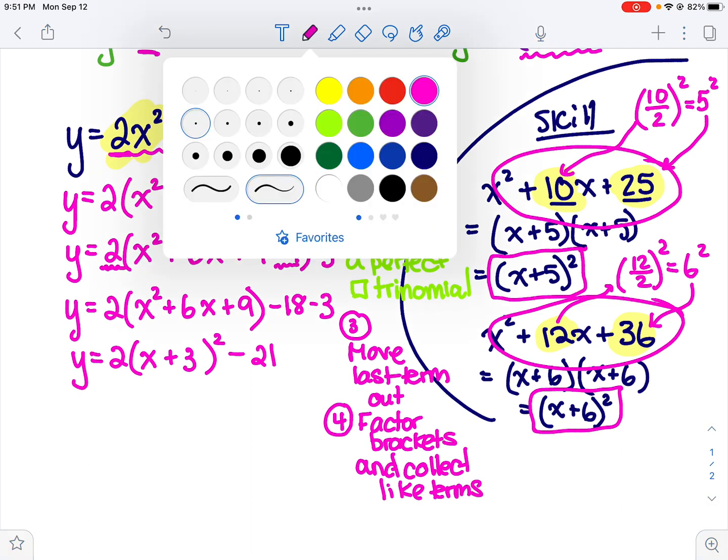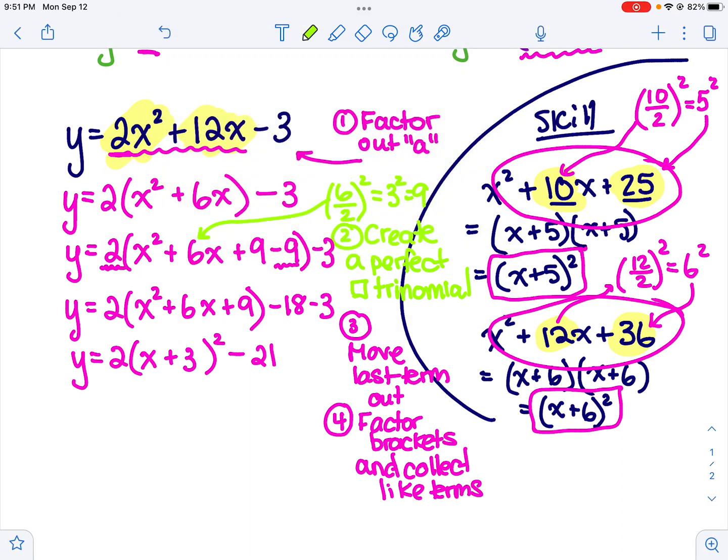I'm just going to add 2, I don't know. For step 2 here, create a perfect square trinomial. Maybe you want to say that you have to add and subtract, just to show that you had to do both of those things. I don't know.